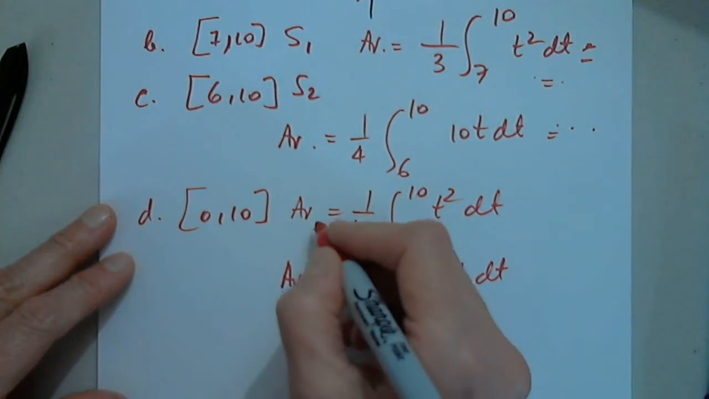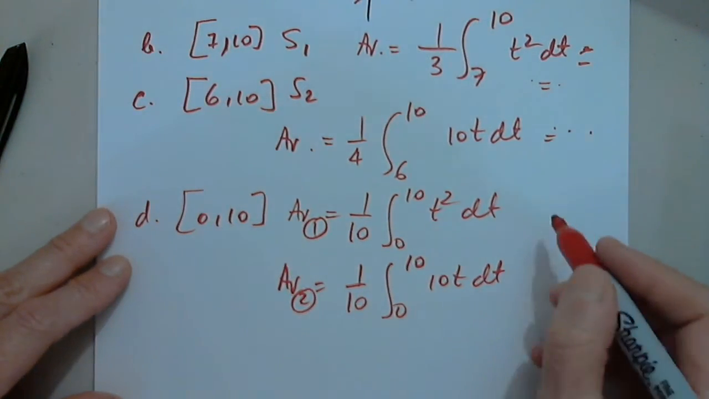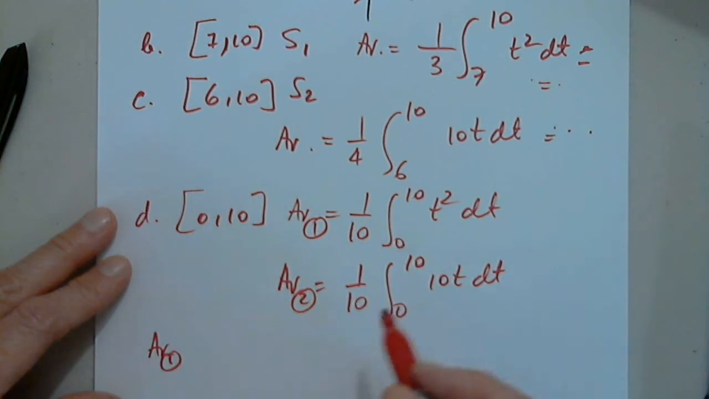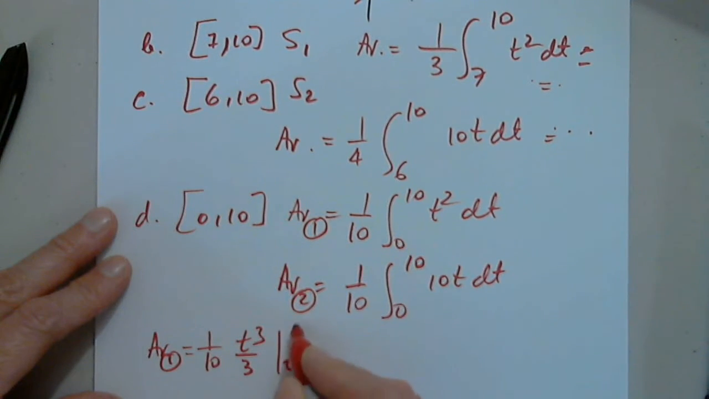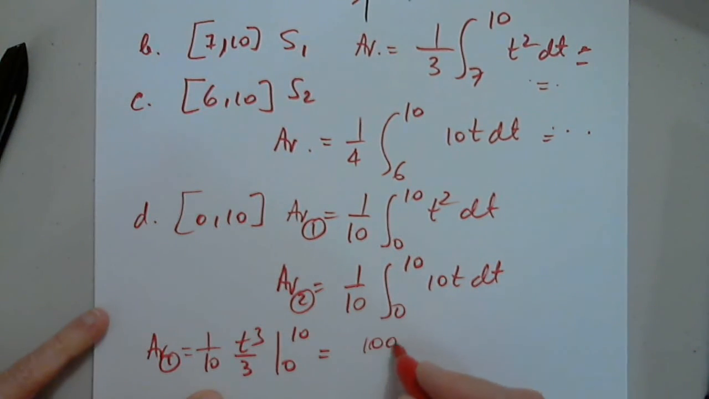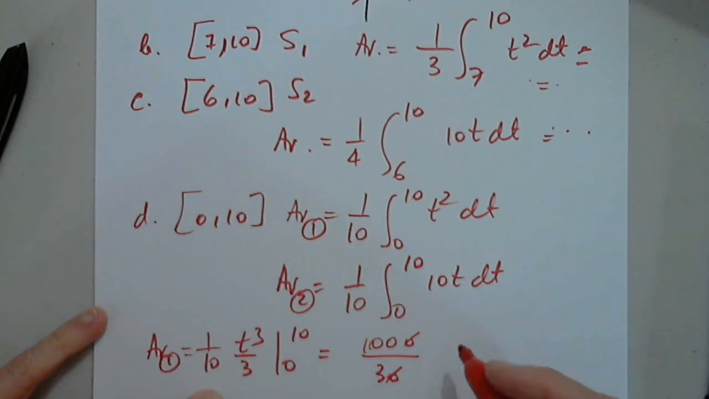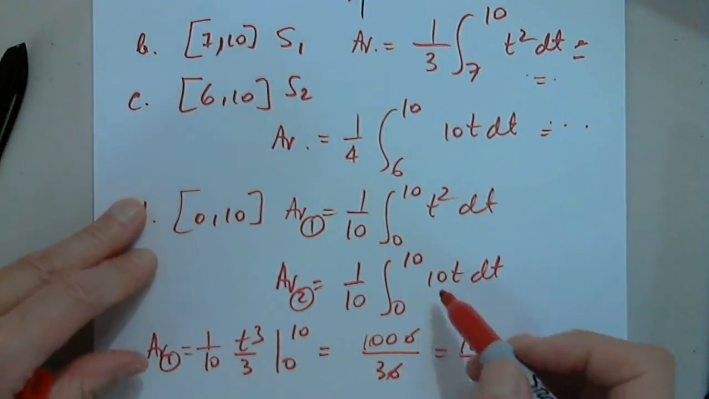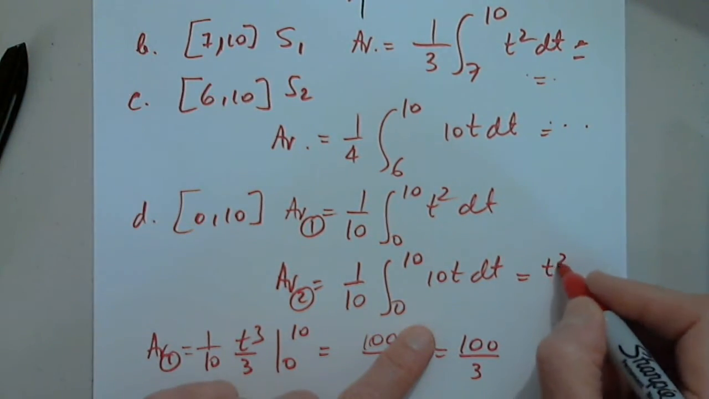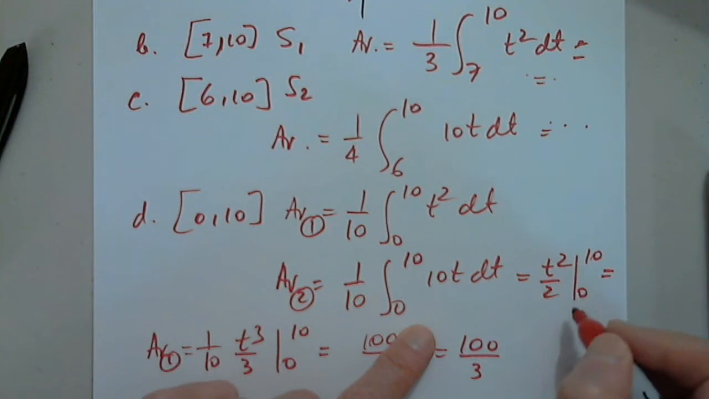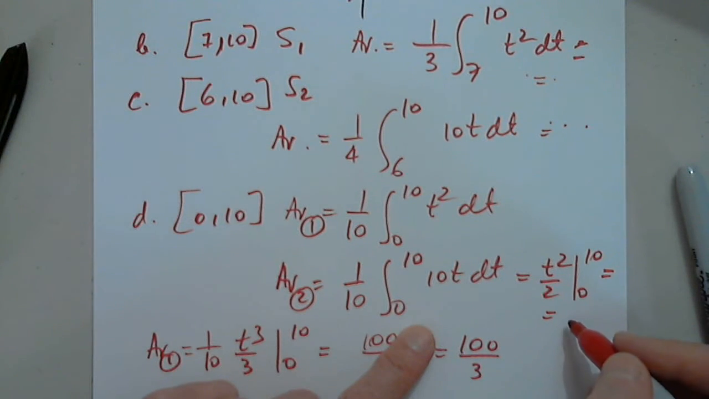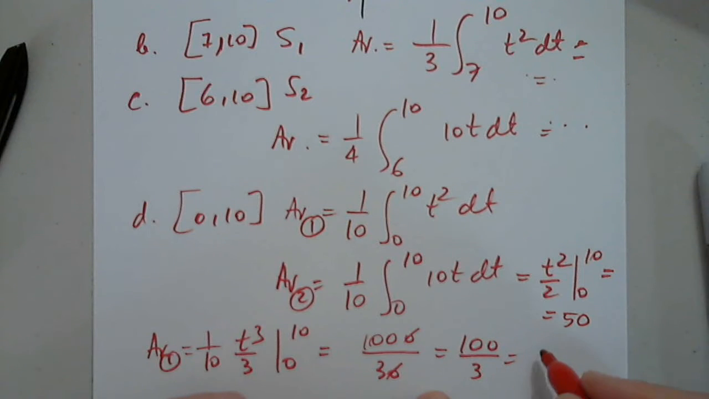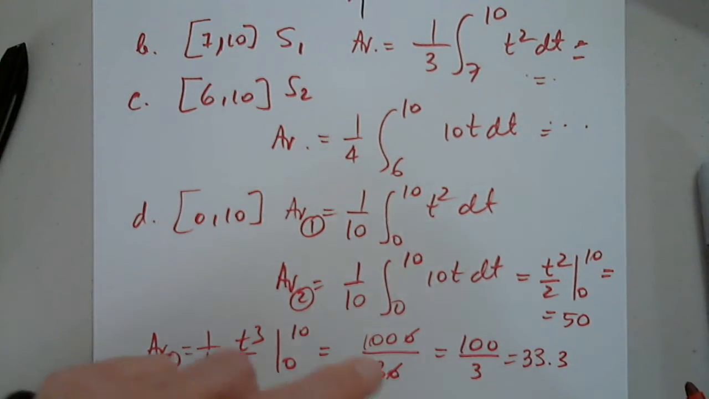So I'm going to call this 1 and this 2 to differentiate the two. So average 1 will be 1/10 times t to the third over 3 from 0 to 10. So this is 1,000 divided by 30, which is 33.3, 3, 3, 3. And the other one will be t squared over 2 from 0 to 10, so this will be 100 divided by 2, which is 50.